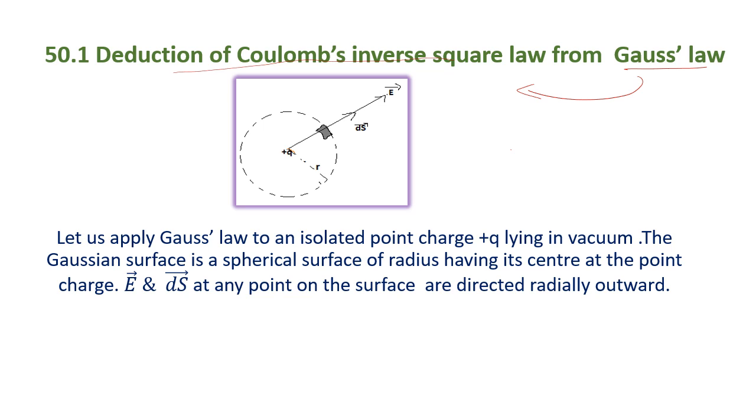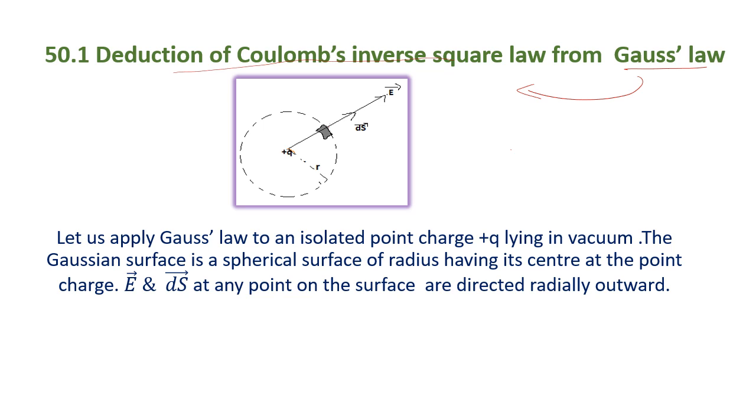Now construct an imaginary sphere whose center is at that point charge with a radius r. Consider a small patch of area ds. Therefore the area vector ds, which should be perpendicular to this surface patch, must be along the radial direction. What about E? Due to the isotropy of space, that means all directions are equivalent, it cannot be in any other direction. It should be radially outward or radially inward.